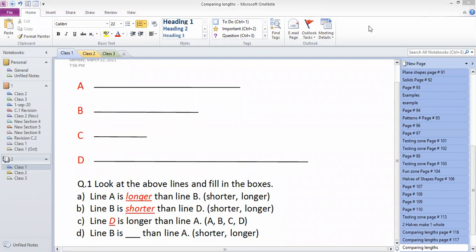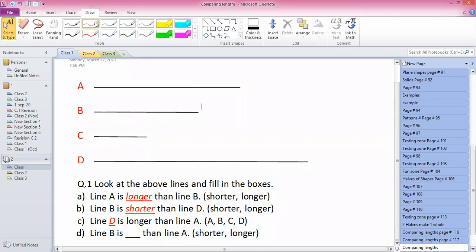I'm going to take one of the students, Mosab. Mosab, can you hear me? Yes, sir. Line B is dash than line A. Shorter or longer? Longer. Line B is longer than line A. Look, this is line A and this is line B. Line B is longer than line A.